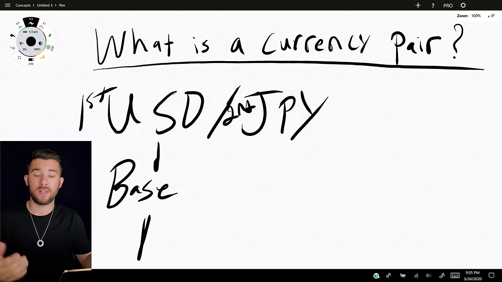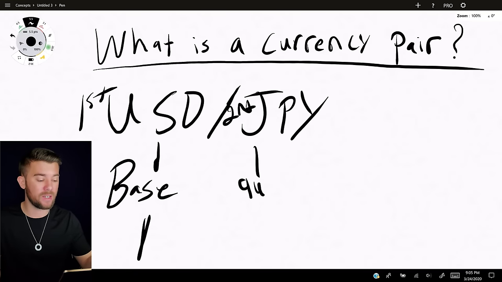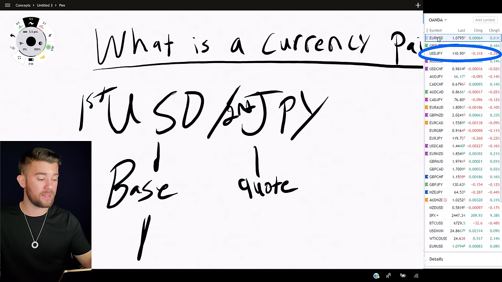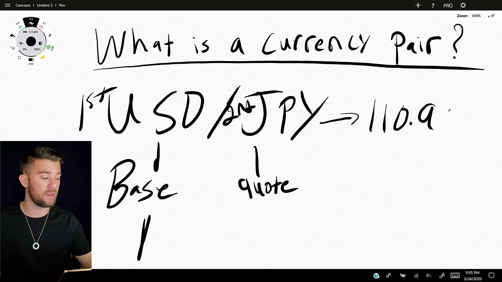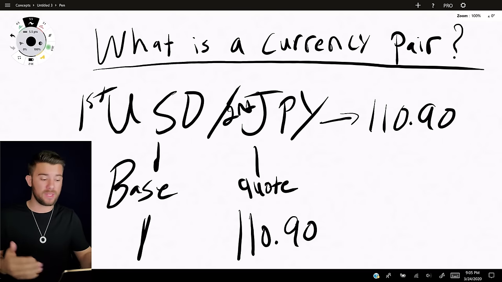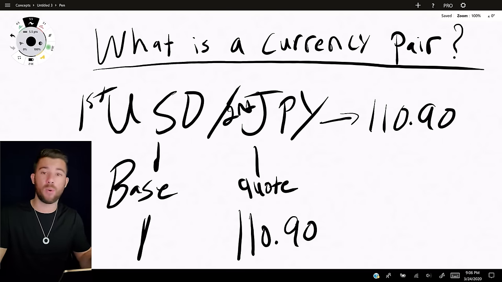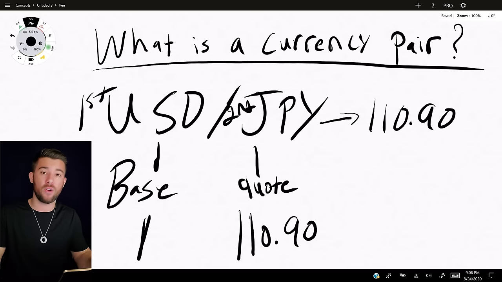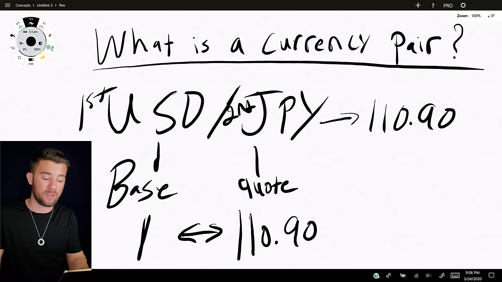The JPY is what? It's called the quote pair. So that means whatever the value of the dollar yen is, and it's on the screen now, it's 110.90. So if the dollar yen itself is 110.90, it takes $1 to have, if you have $1, essentially, that means you have 110.90 yen, not euros, yen. So at this point, we can see that $1 is equal to 110.90 yen, or if you have 110.90 yen, then you essentially have $1 and vice versa.